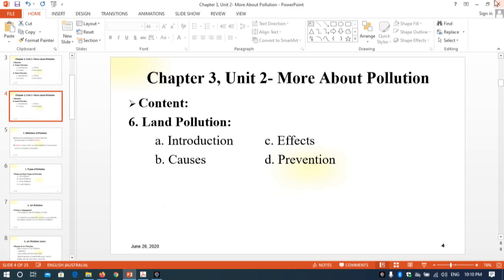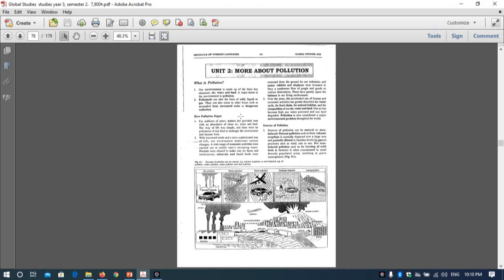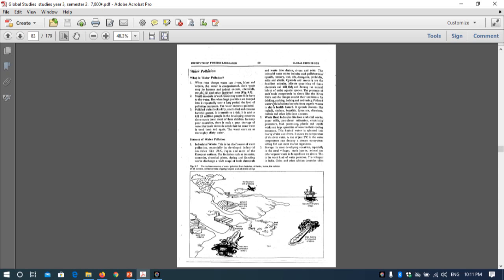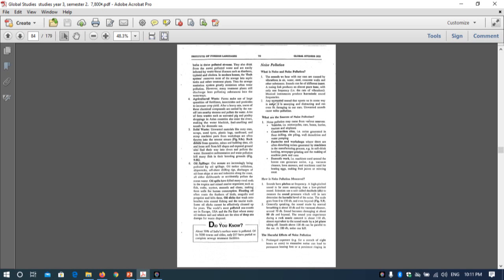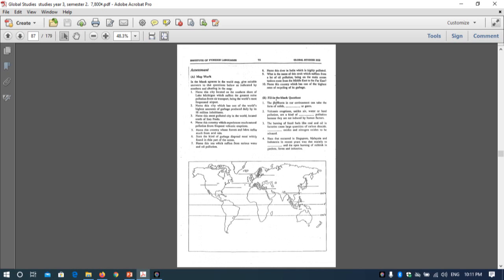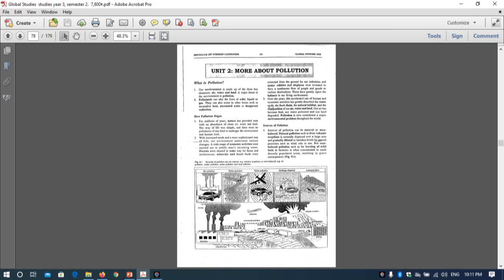I will show you the course book of Unit 2. For more about pollution, everyone please read this book from page 64 until 72, to check whether you understand it or not.